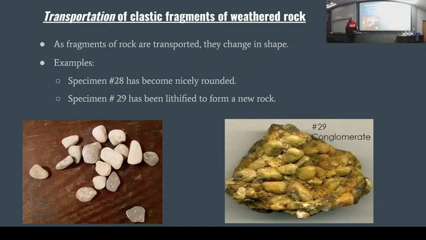And this is just more examples. As the rocks fragment and these fragments are transported, they change in shape. You can see on the slide that the ones over to the left become nice and rounded. Then the one over to the right, which is your conglomerate, ends up lithifying to form a new rock. We'll jump into that a little bit. Well, let's go ahead.